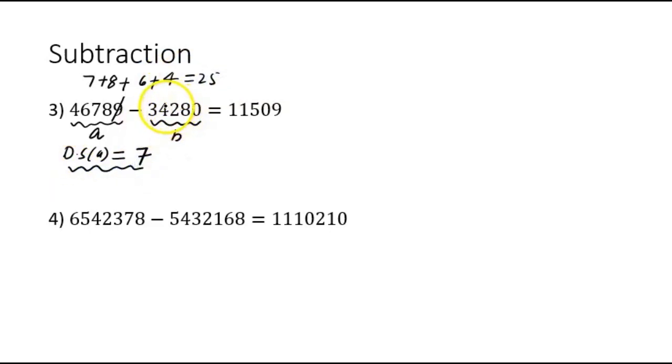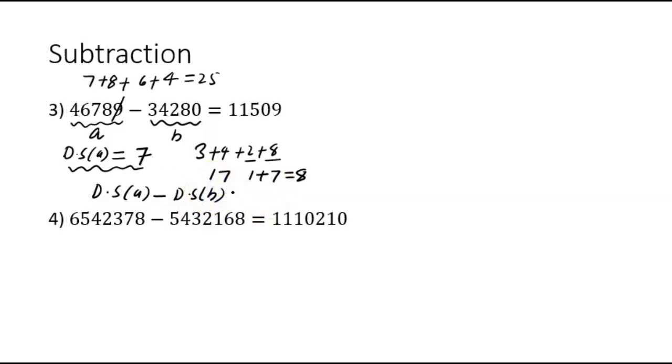What is the digit sum of this number? So here 3 plus 4 is 7, and 3 plus 4 plus 2 plus 8. So 7 to 9 and 8 is 17. So we are getting 17, and 1 plus 7 is equal to 8. Right. Now if I ask you what is the digit sum of a minus the digit sum of the number b, you will get 7 minus 8, that is equal to minus 1.